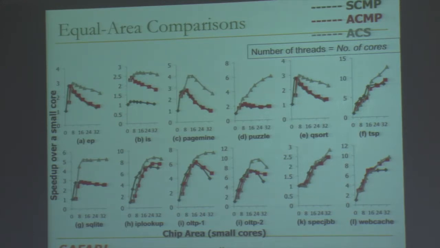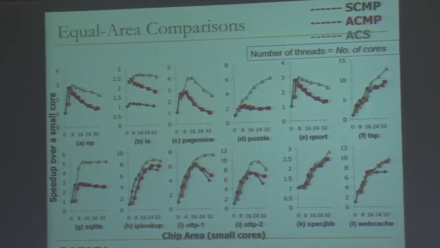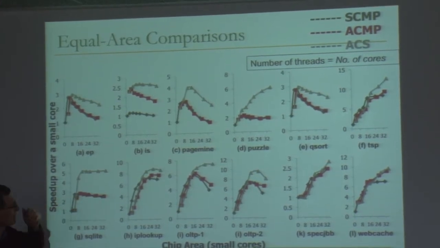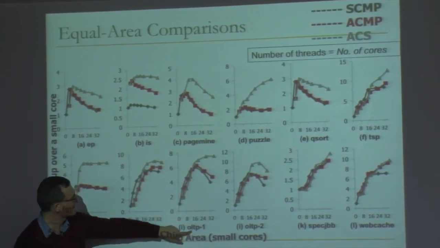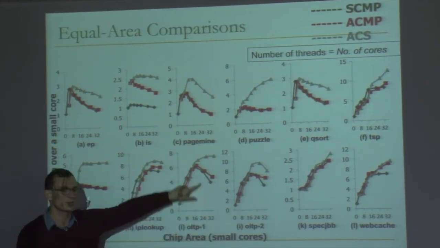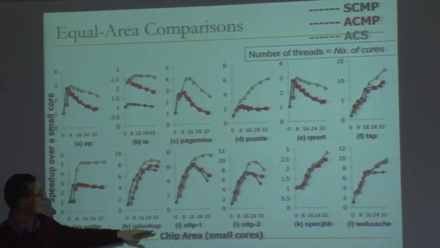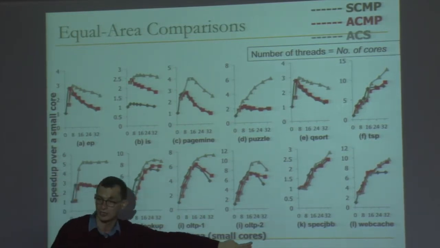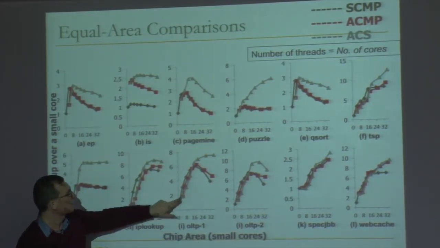These are what I call the scalability curves, if you will. This is the same as what I showed you. Oh, this is my curve. This is the MySQL, OLTP, online transaction processing application. What I've shown you here was, as you increase the number of threads or number of cores in terms of small core area, the performance you get.